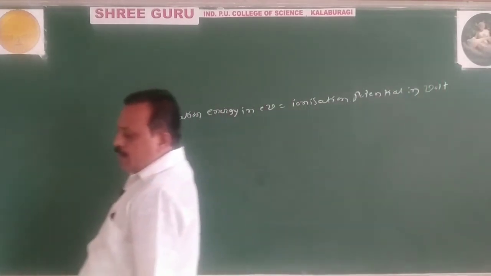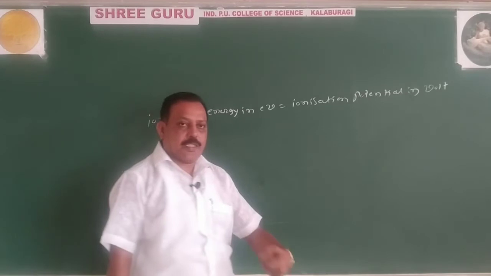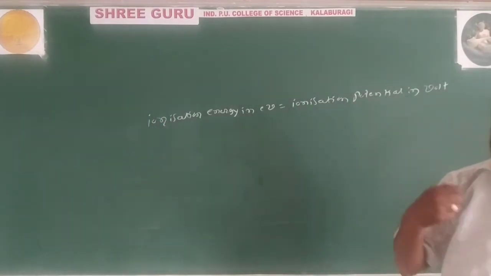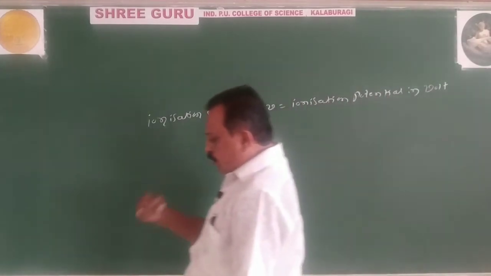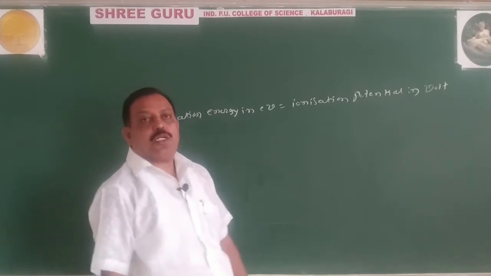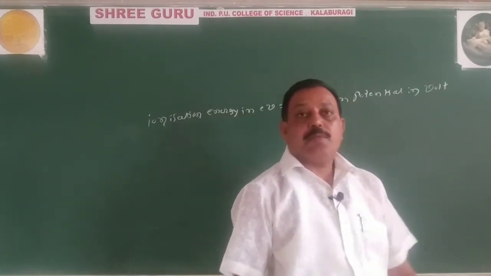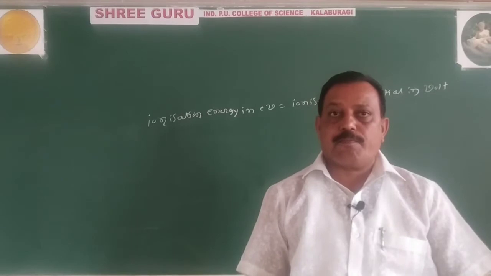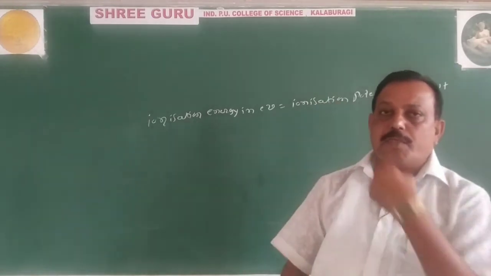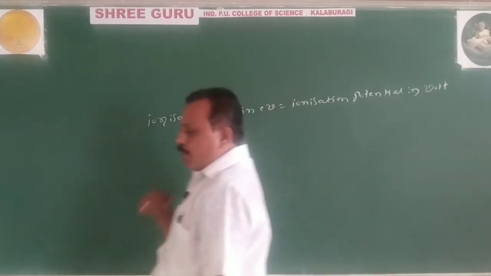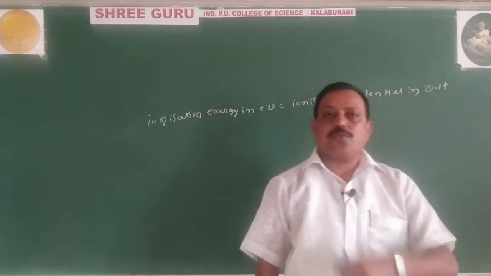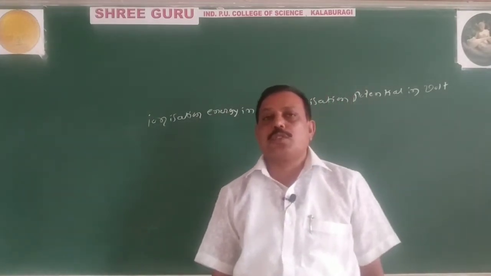Now these are some important basic concepts for excitation and ionization. Is it clear? Excitation means the shifting of the electron from one orbit to another orbit. Whatever the amount of energy provided for that is called excitation energy. The minimum accelerating potential provided to an electron to shift from one orbit to another orbit is excitation potential. Excitation energy in electron volt is equal to excitation potential in volt.